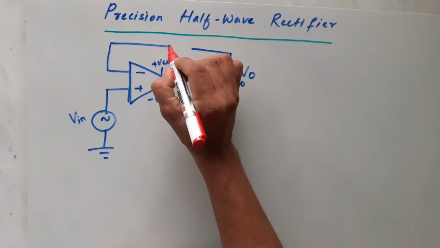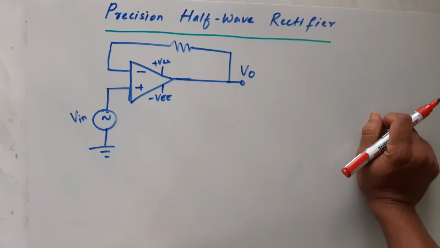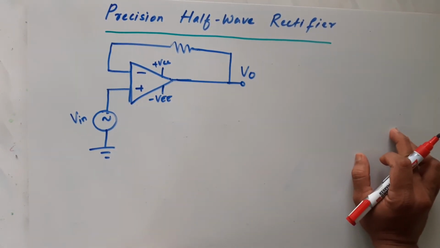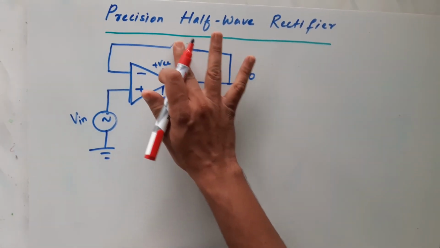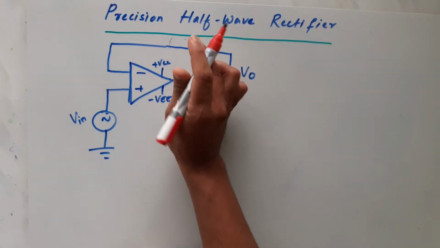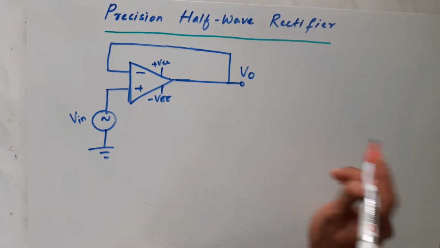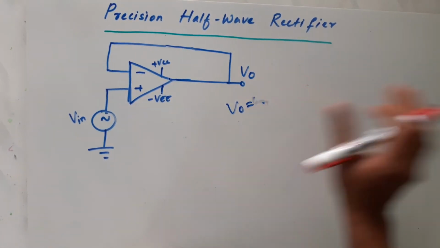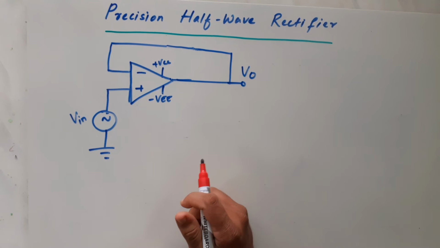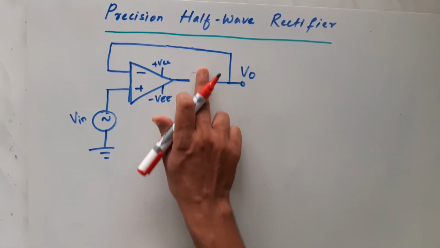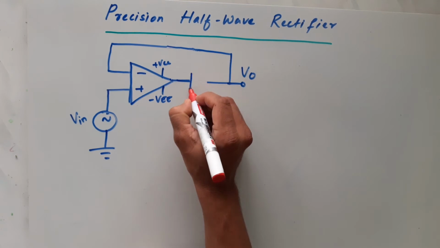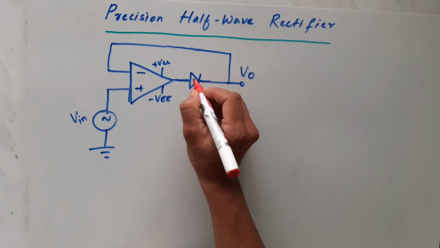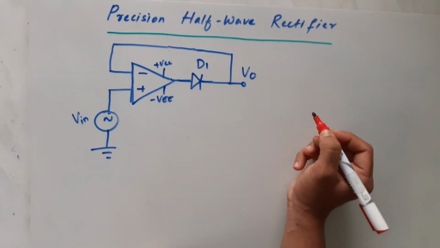Now if I add a resistor here, this is your non-inverting operational amplifier, because there is a feedback resistance. If I remove this feedback resistance, this becomes a voltage follower circuit. For a voltage follower circuit, output is equal to input. Remember this. Now to make it a rectifier, we connect one diode D1 like this.